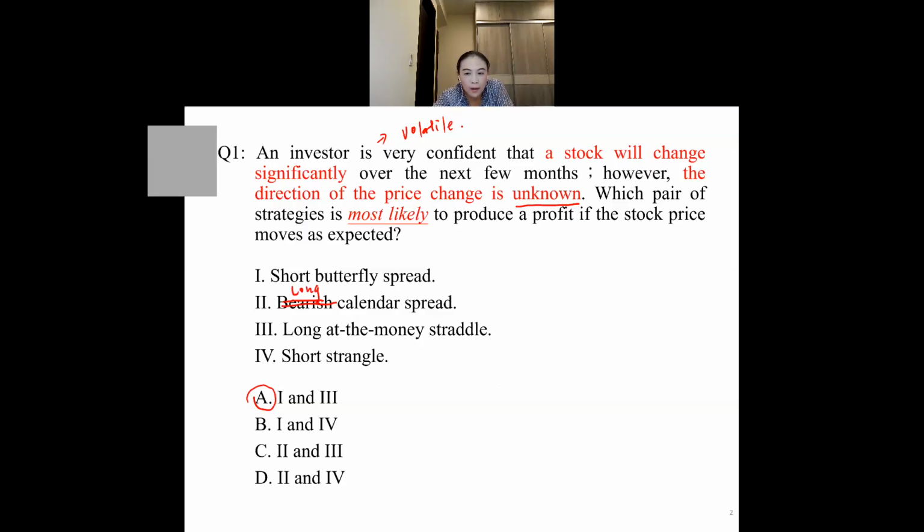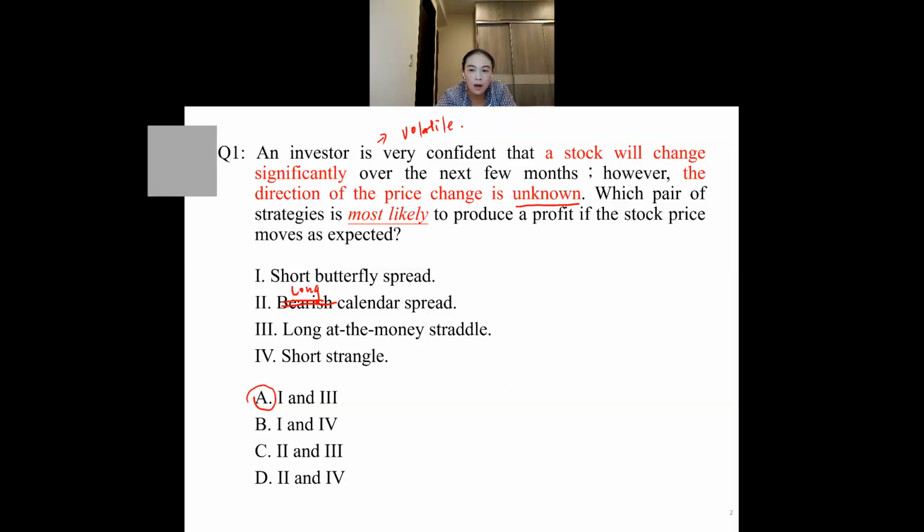The long butterfly is the one we learned in the lecture notes. You long one with the highest K1, you long another one with the lowest K3, and then you short two with the same K2, which is the medium strike price. That's the long butterfly. When it comes to the short butterfly, your diagram will be flipped upside down, which is the opposite. That means you long two medium K2, and then you short one high K1 and short another low K3. I'll show you the diagram in a minute.